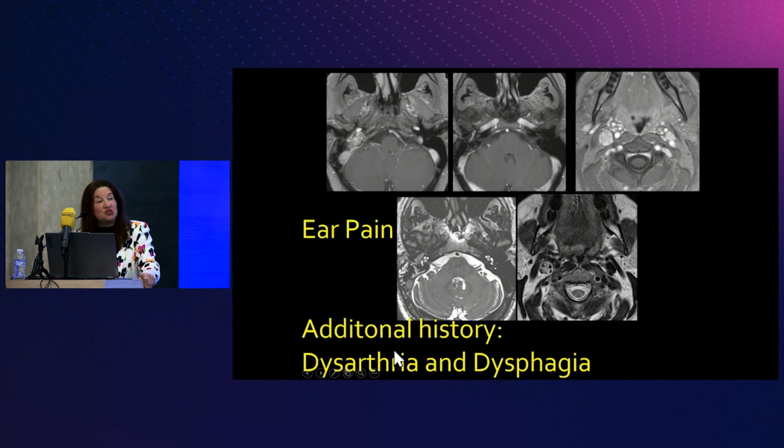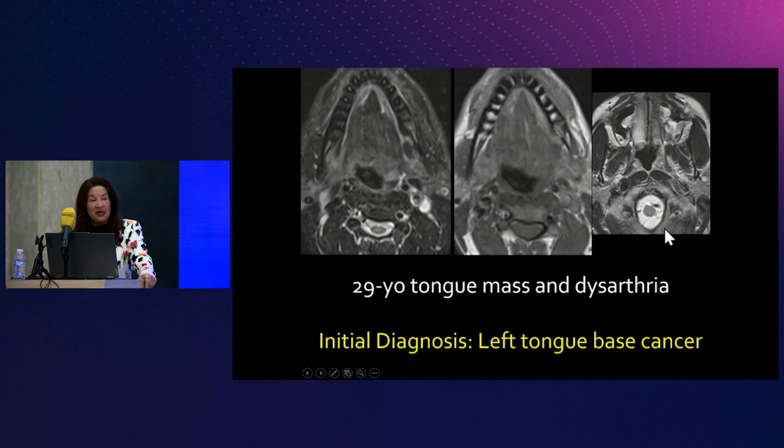And if you got the additional history, the patient had dysarthria and dysphagia, right? So you want to be looking at your cranial nerves, and this turned out to be a paraganglioma in the jugular foramen that was misinterpreted as mastoiditis.